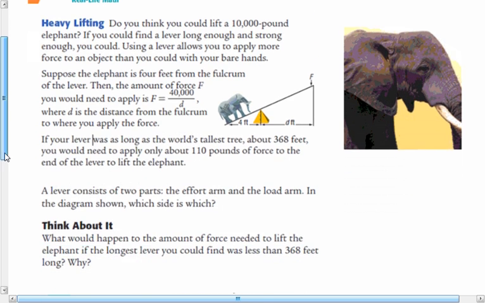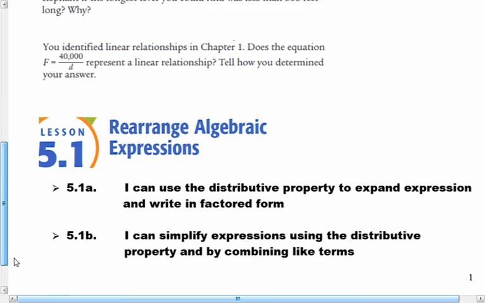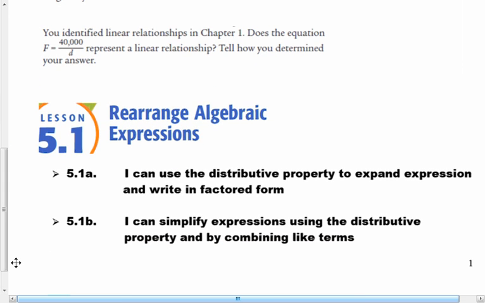As you can see in this lesson, we are going to learn how to use the distributive property to expand expressions and write them in factored form. And we're going to learn how to simplify expressions using the distributive property and by combining like terms.